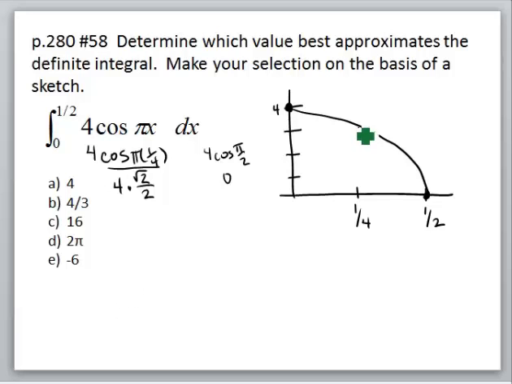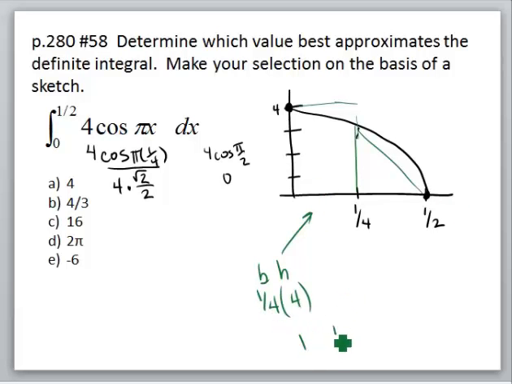What I'm going to do is break this up into 2 chunks, see if I can figure out from there what would be my best selection. If you want, we could just do maybe a rectangle here and maybe a triangle here. We'll see what values we get for that. So this would be base times height, 1/4 times 4. So it would be a value of 1 for the area of that first rectangle.